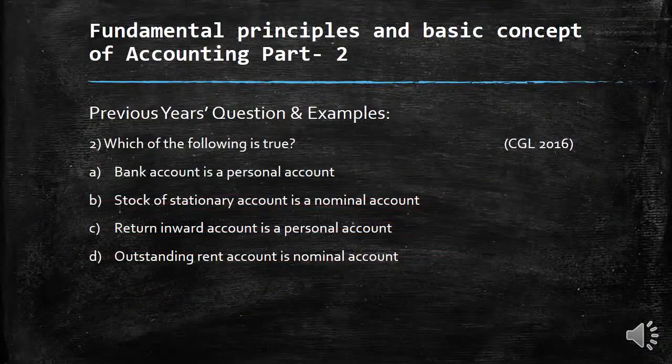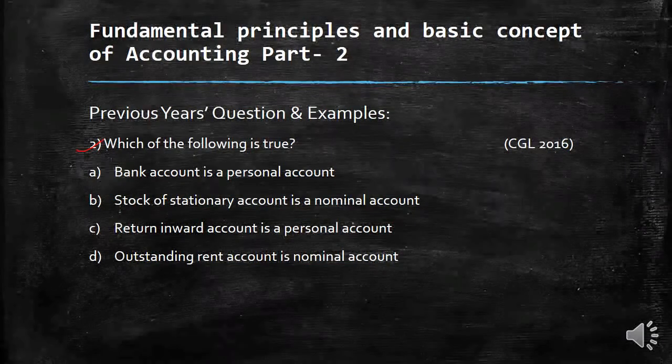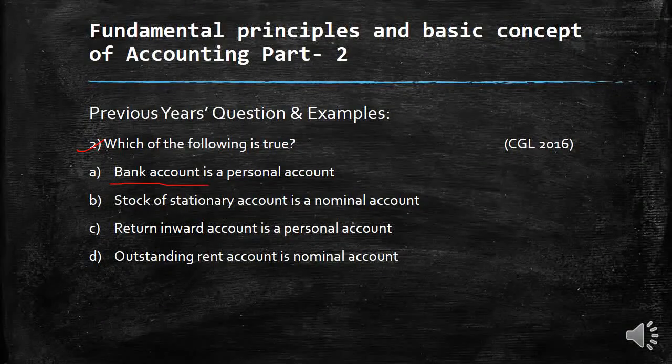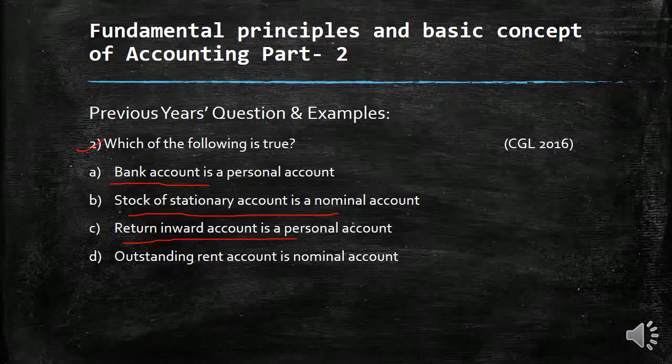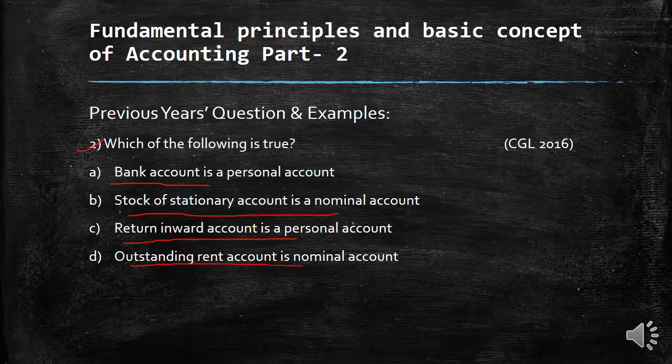Okay, now question number 2 is which of the following is true? Option number 1 is bank account is a personal account. Option number 2 is stock of stationery account is a nominal account. Option number 3 is return inward account is a personal account. Option number 4 is outstanding rent account is a nominal account.